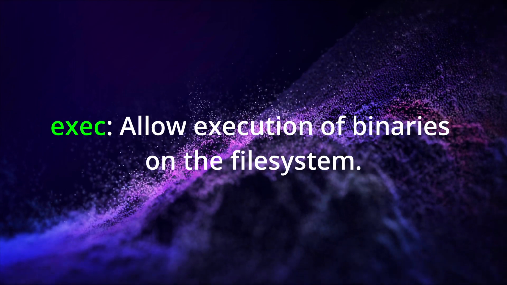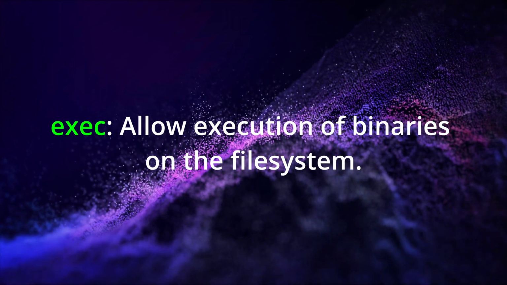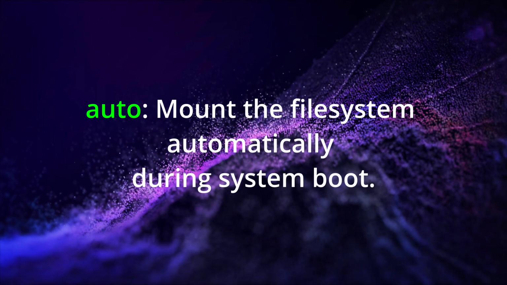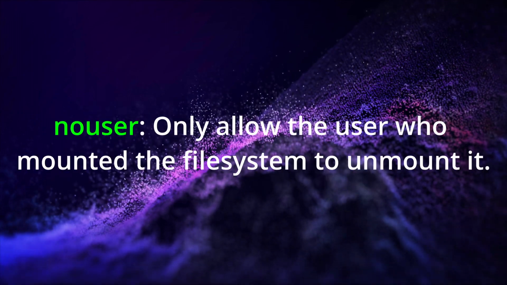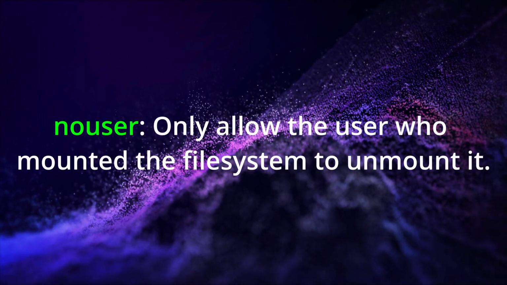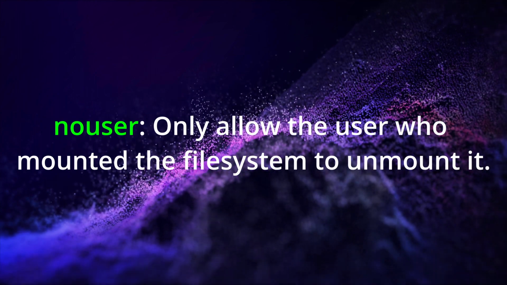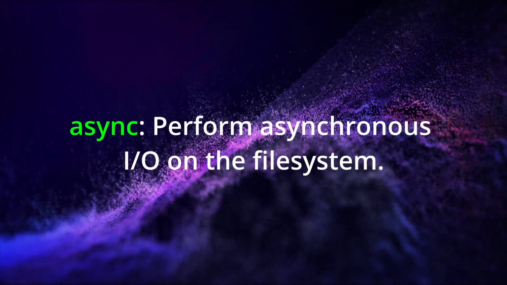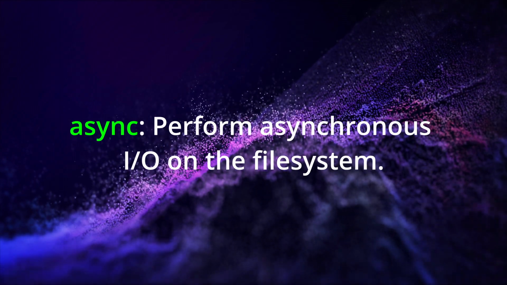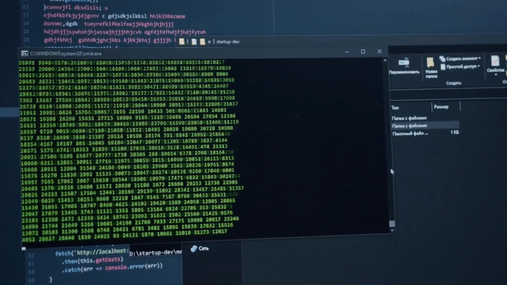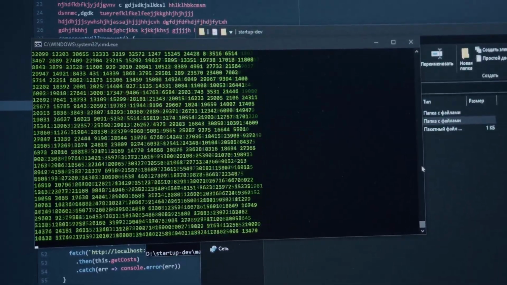exec: allow execution of binaries on the file system. auto: mount the file system automatically during system boot. nouser: only allow the root user to mount the file system. async: perform asynchronous I/O on the file system. These are the options applied when you write defaults here. If you are mounting an NTFS file system, you need to tweak the options. Let's see the options you can use when mounting an NTFS drive.